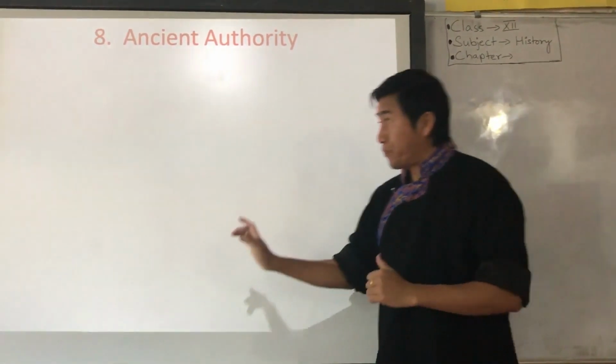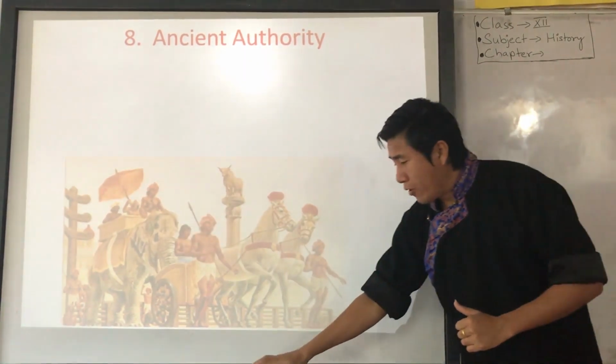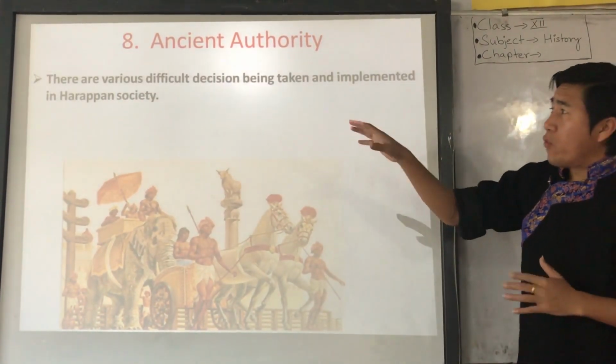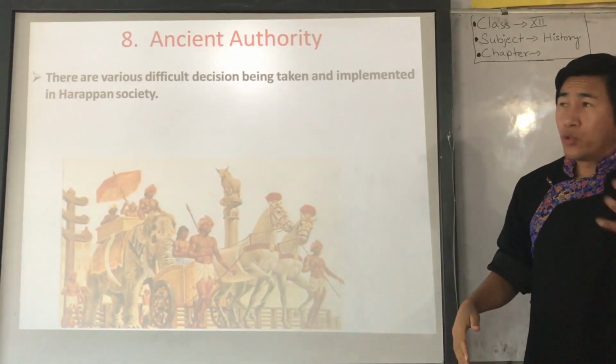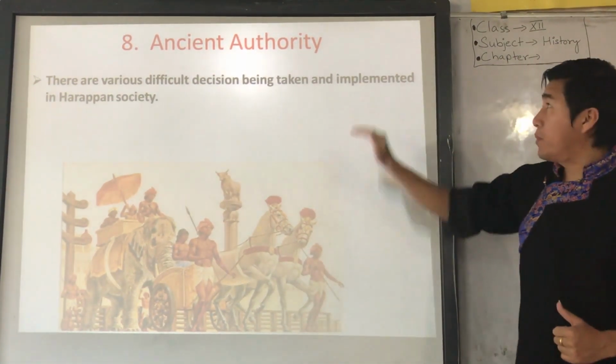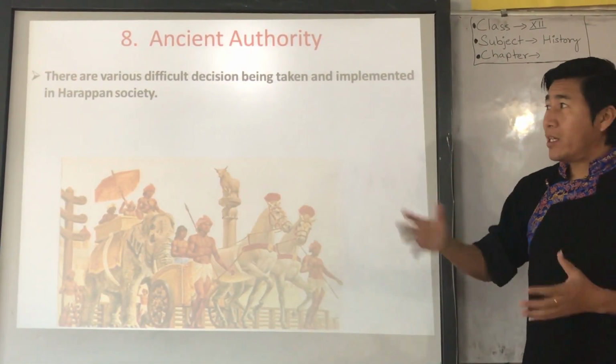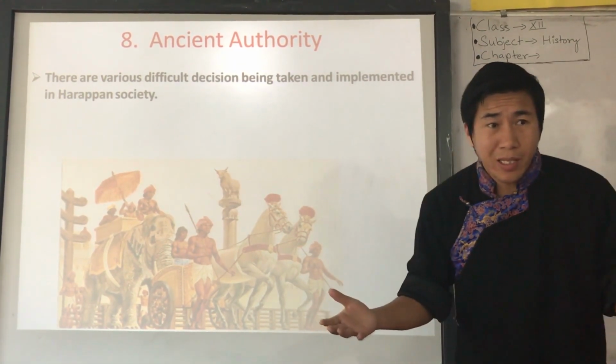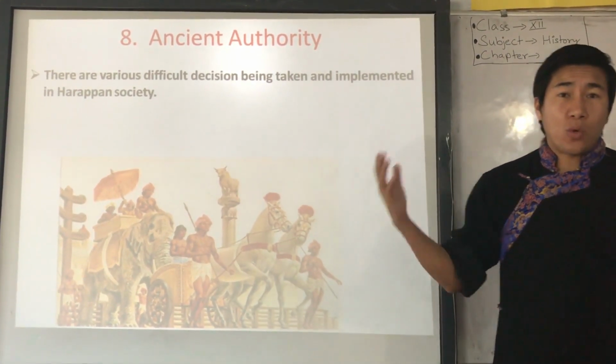So see, first, there were various difficult decisions, as I told you, being taken and implemented in Harappan society. Implemented means to enforce, right, in Harappan society. Who did this? Is there any king? Is there any ruler? It is a question mark.